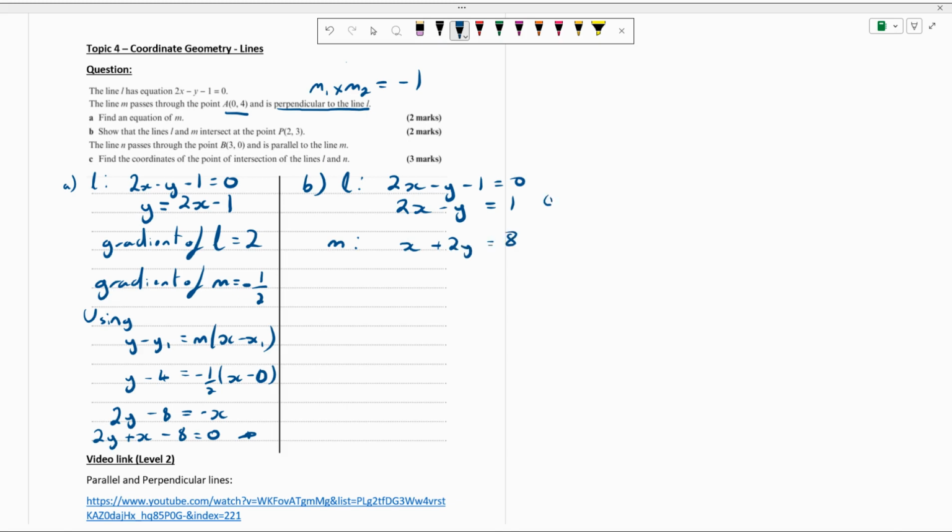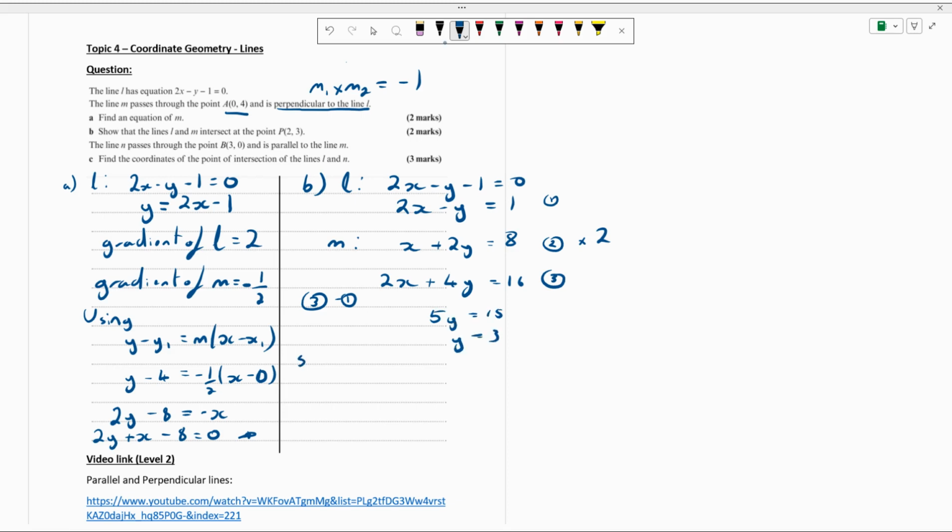Now here's equation 1, here's equation 2. I need to do some simultaneous equations. So I'm going to times the second one by 2. So I get 2x plus 4y is 16. That's going to be my equation 3. And I'm going to do equation 3 take away equation 1. So 2x take away 2x is nothing. 4y take away negative y is 5y. And I get 15. So y must be 3.